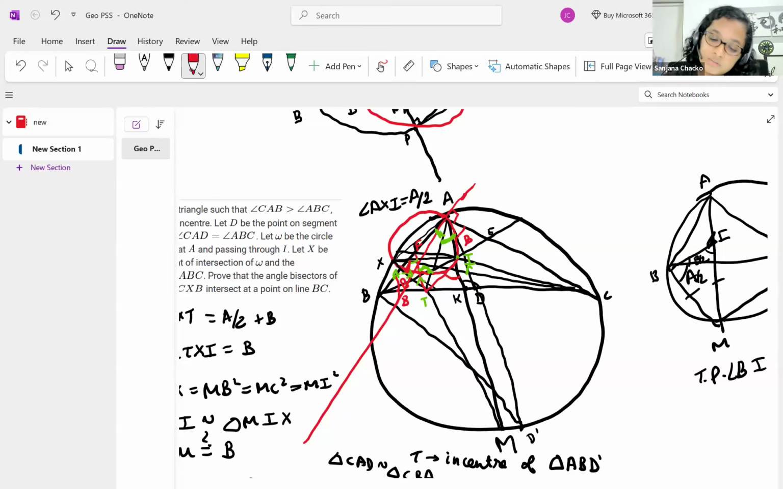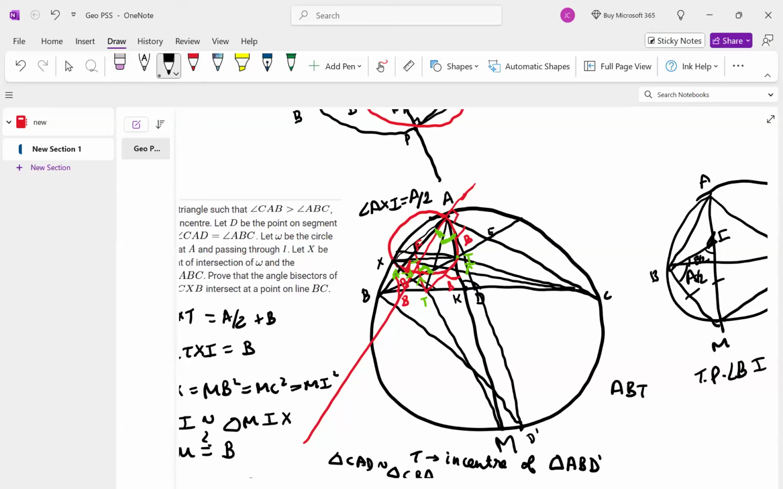Okay, yeah, I think we still need to angle chase a bit here. Yes, so we know that DAC is B, and we want to prove that this is B. And we know that AB is tangent to the circle, so this is equivalent to proving ABTI is cyclic. Yeah, we're still not completely done.